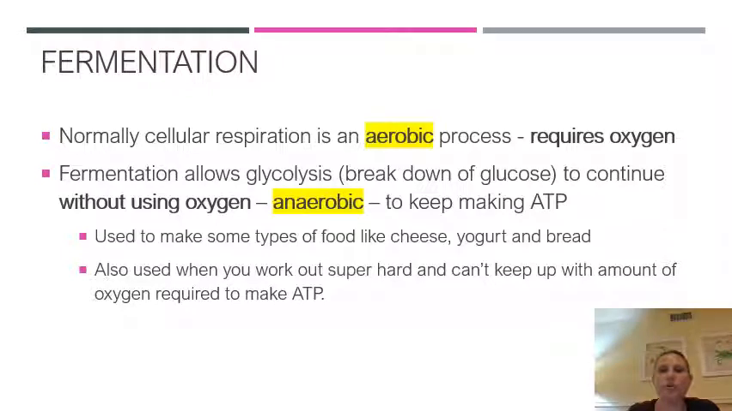Okay, this is also used when you work out super hard and you can't keep up with the amount of oxygen required. At some point, your muscle starts to get fatigued or tired, right? And you're breathing super hard. You're still trying to keep up with forming all this ATP for your cells to use for energy. So your body switches into fermentation mode. And in fermentation, it's not using all of that oxygen. It's making ATP without using the oxygen. So it builds up this other chemical called lactic acid. And lactic acid is what causes those muscles to cramp.